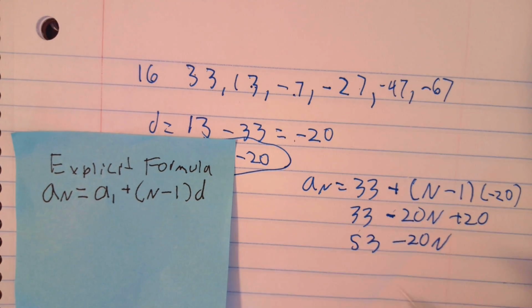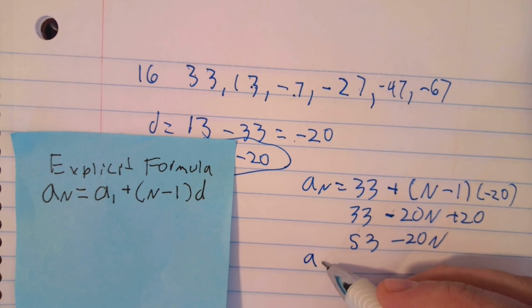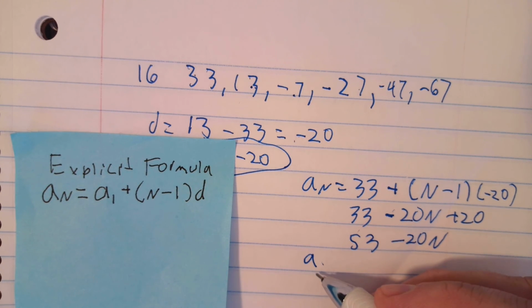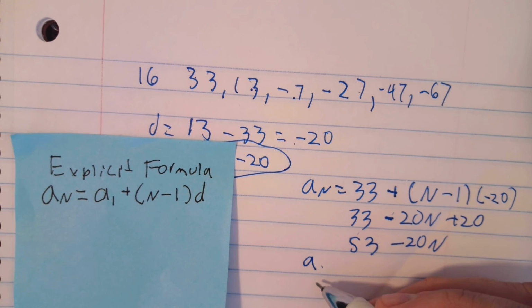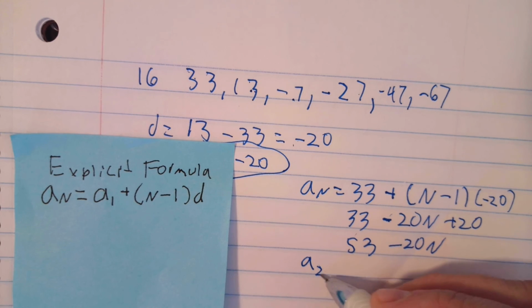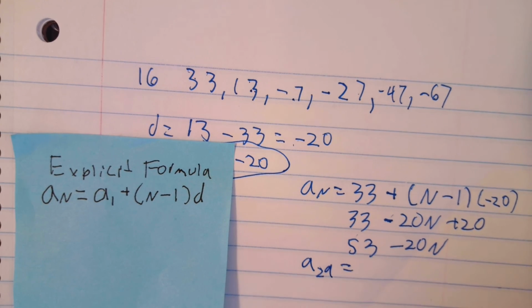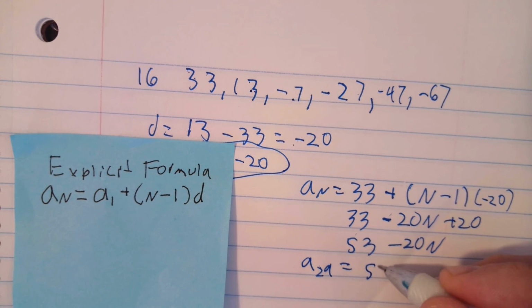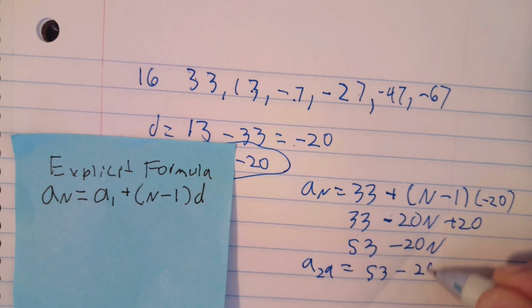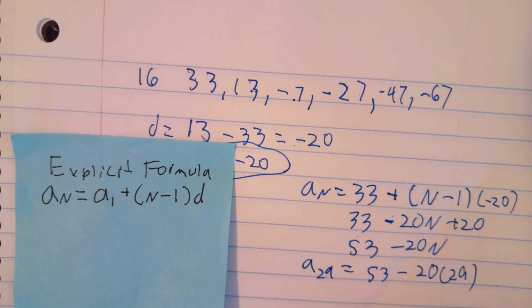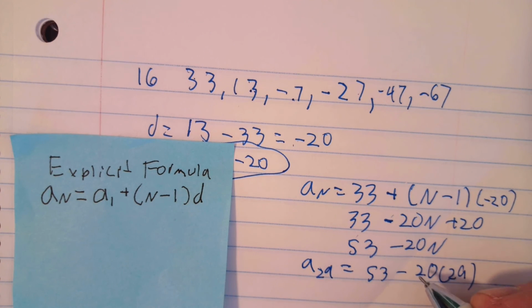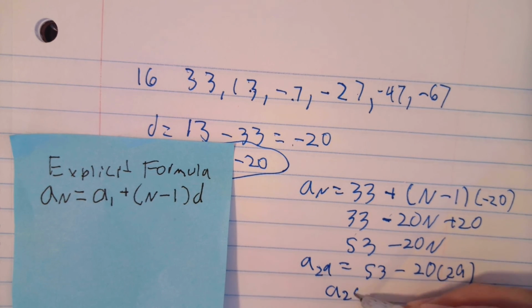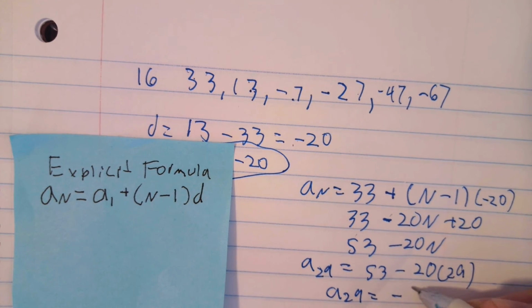All right, and so now we got to do the last thing. What did they want us to find this time? A29. A29, okay. That's great. So that means I just do 53 minus 20 times 29. And I put that in the little calculator here. And I'm going to get negative 527.